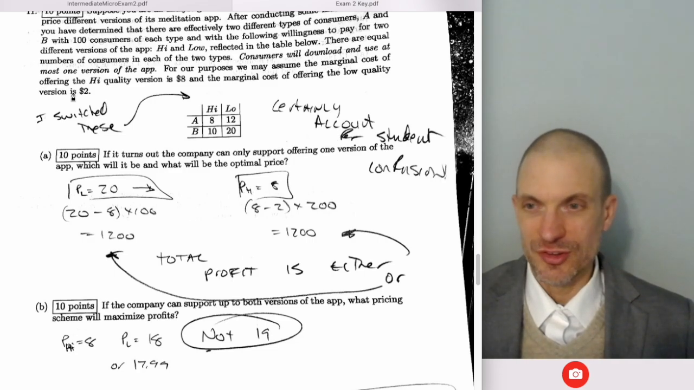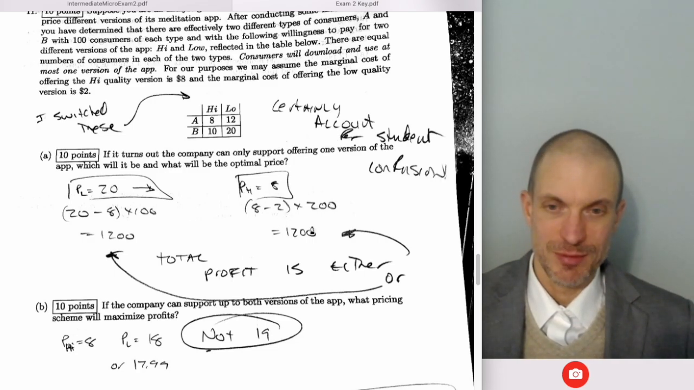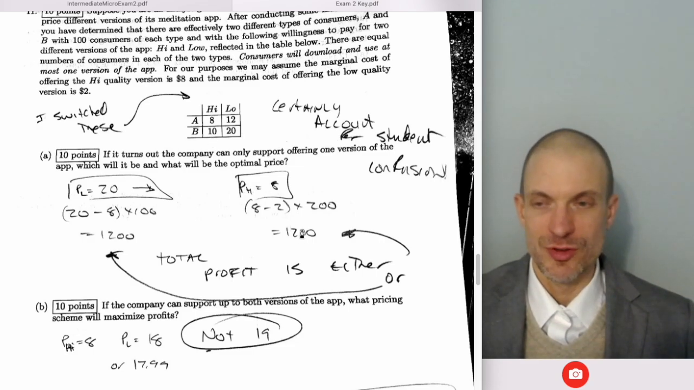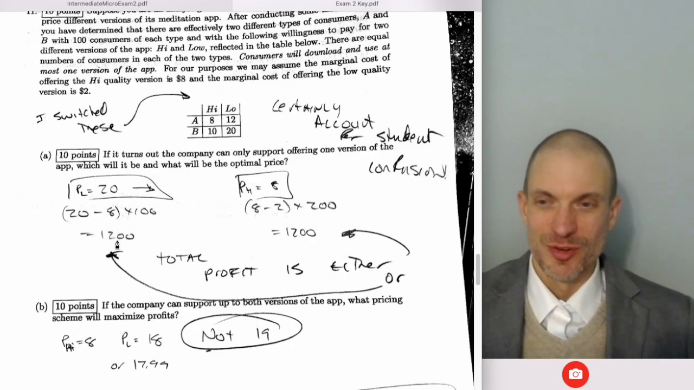My marginal cost is going to be 2, so 8 minus 2 is 6 times 200 is going to be 1,200. I could set the price at 10, but then I'm only going to sell to 100 customers. 10 minus 2 is going to be 8 times 100 is only 800. So I don't want to do that. Same story over here. So same profits.